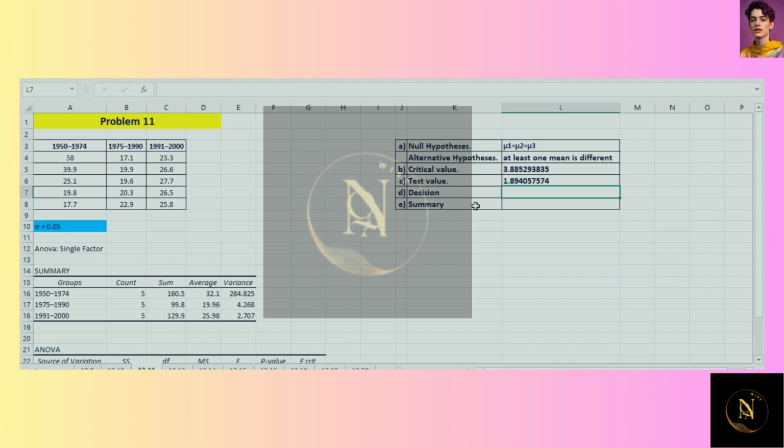Okay, so to make a decision, we have to compare these 2 values, the critical value and the test statistic. And as you can see from this point, the critical value is on the right side of the test value, meaning that the test value is not within the critical region. And since the test value is not within the critical region, we fail to reject the null hypothesis.